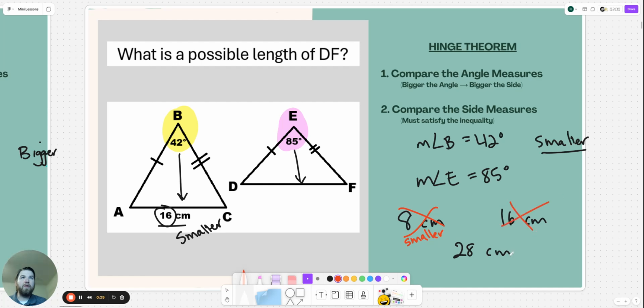So I don't want one that's a smaller side than that. And then I can also cross off the 16 because that's equal. If they're equal to each other, then that means that the angles would have to be equal as well. So same side, same angle that you have there. So it's not going to be either one of those. The correct answer in this case would end up being 28 centimeters. So that would be a possible side length for DF.